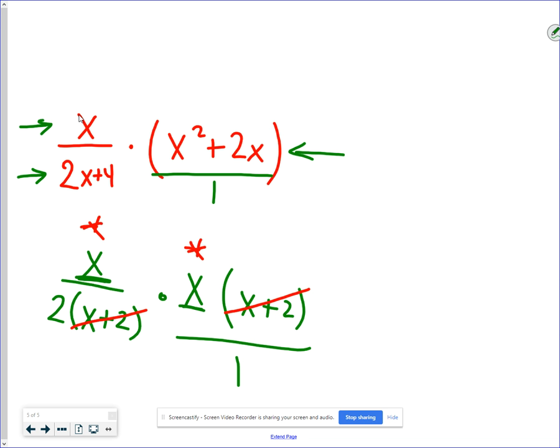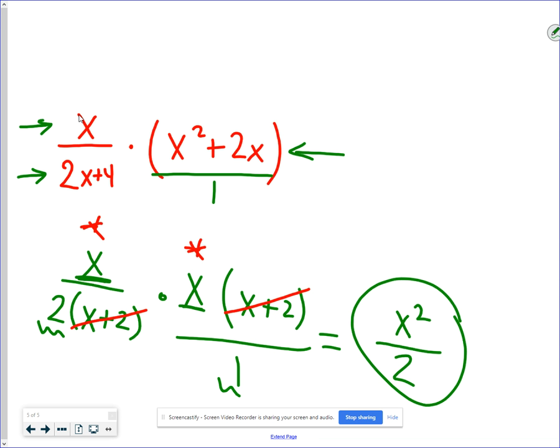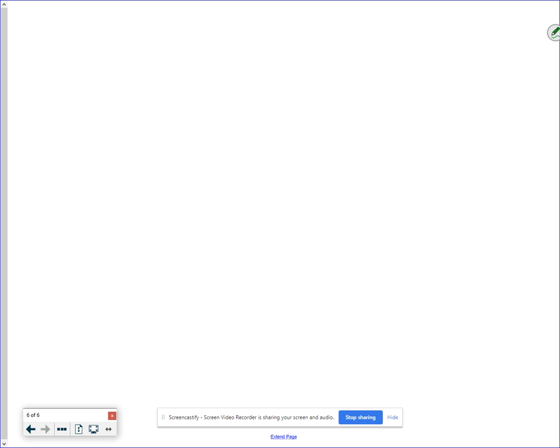But when you got a monomial times a monomial, go ahead and multiply together. x times x is x squared. And then at the bottom, you got 2 times 1, which is this 2. So my simplified answer is x squared over 2. All right, let's do one more, and then I'll let you try to do some of these on your own on today's assignment. So here's the next problem that we're doing.